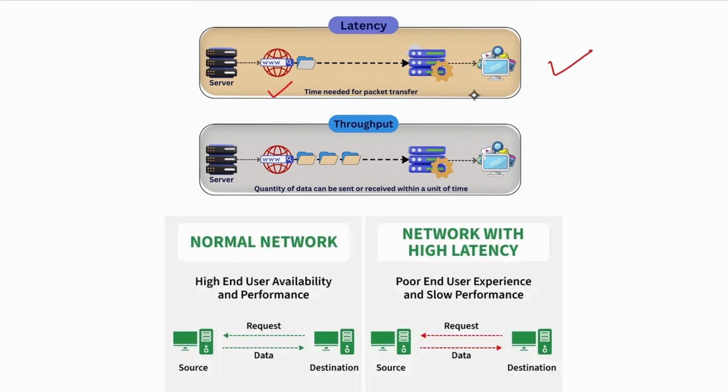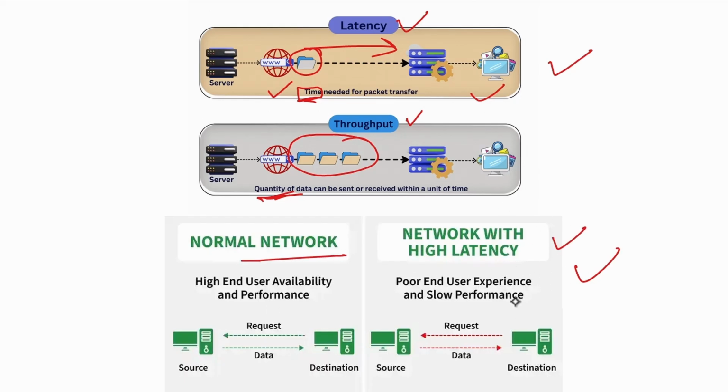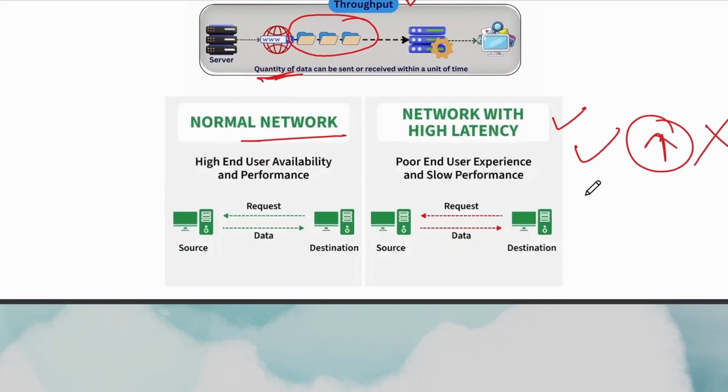So here is the internet and here is our browser or the services. This data is coming from this side, and here we are talking about time. In latency, and in throughput, we are talking about the large number of data, the quantity of data. Here it is also showing a normal network and the difference with a high latency network. High latency means high time, which we don't want. So always remember, the latency should not be high, it should be low.